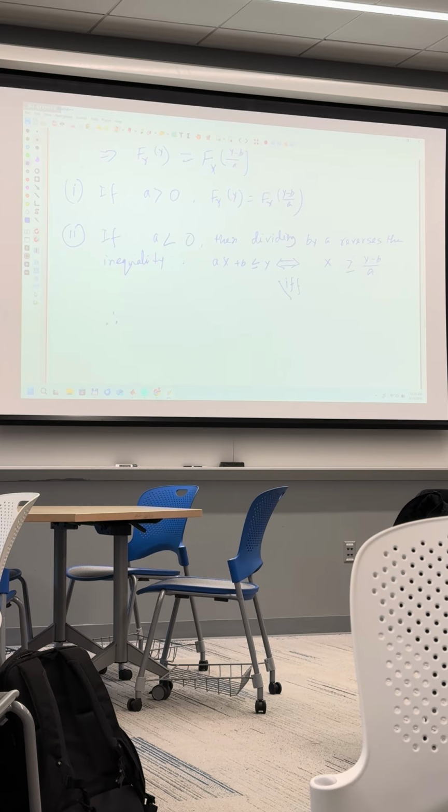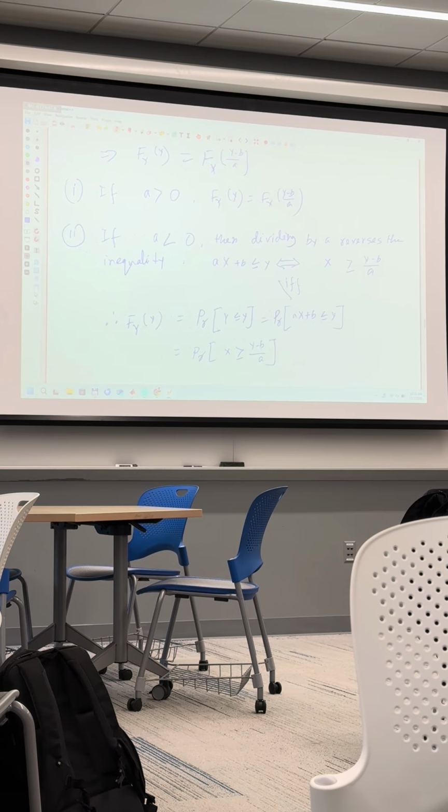Now, therefore, f sub y becomes, by definition, probability that y less than or equals y, which is probability that ax plus b less than or equals y. Okay, because a is negative, it is probability that x greater than or equals y minus b over a.